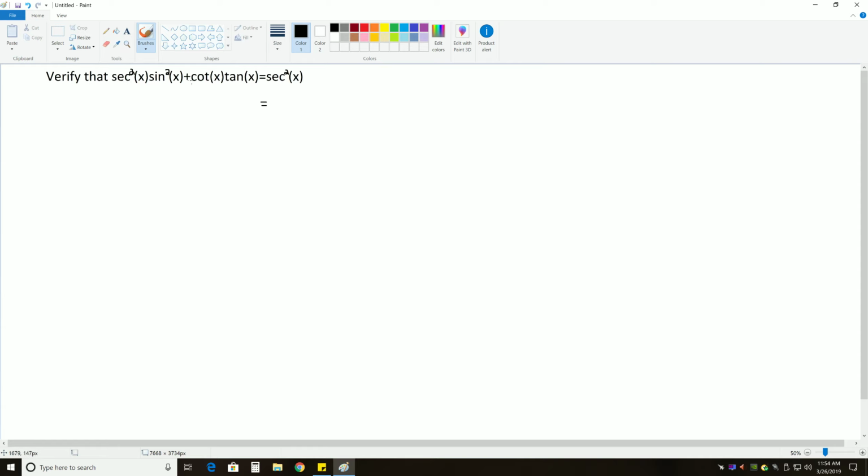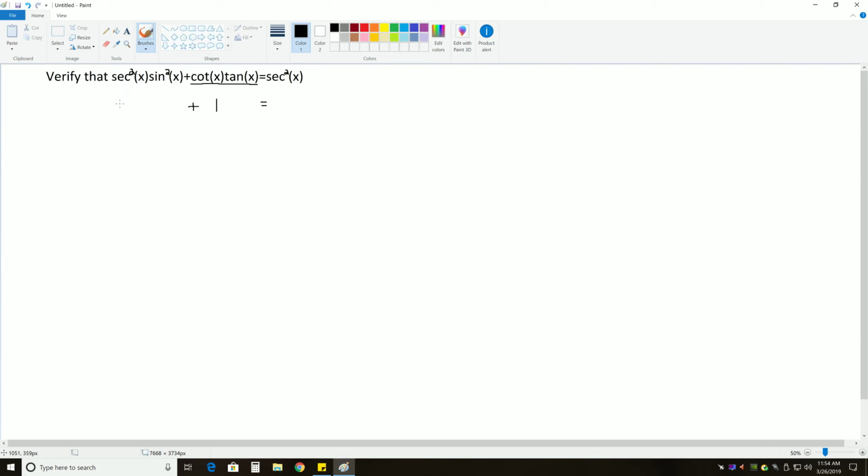And in this case, there are a couple of things that we could start doing to simplify or to get this to become secant squared x. The first thing is to notice we have cotangent x times tangent x. Those are reciprocals being multiplied. Remember, whenever you multiply reciprocals together, the result is always 1. So this is automatically going to become plus 1.